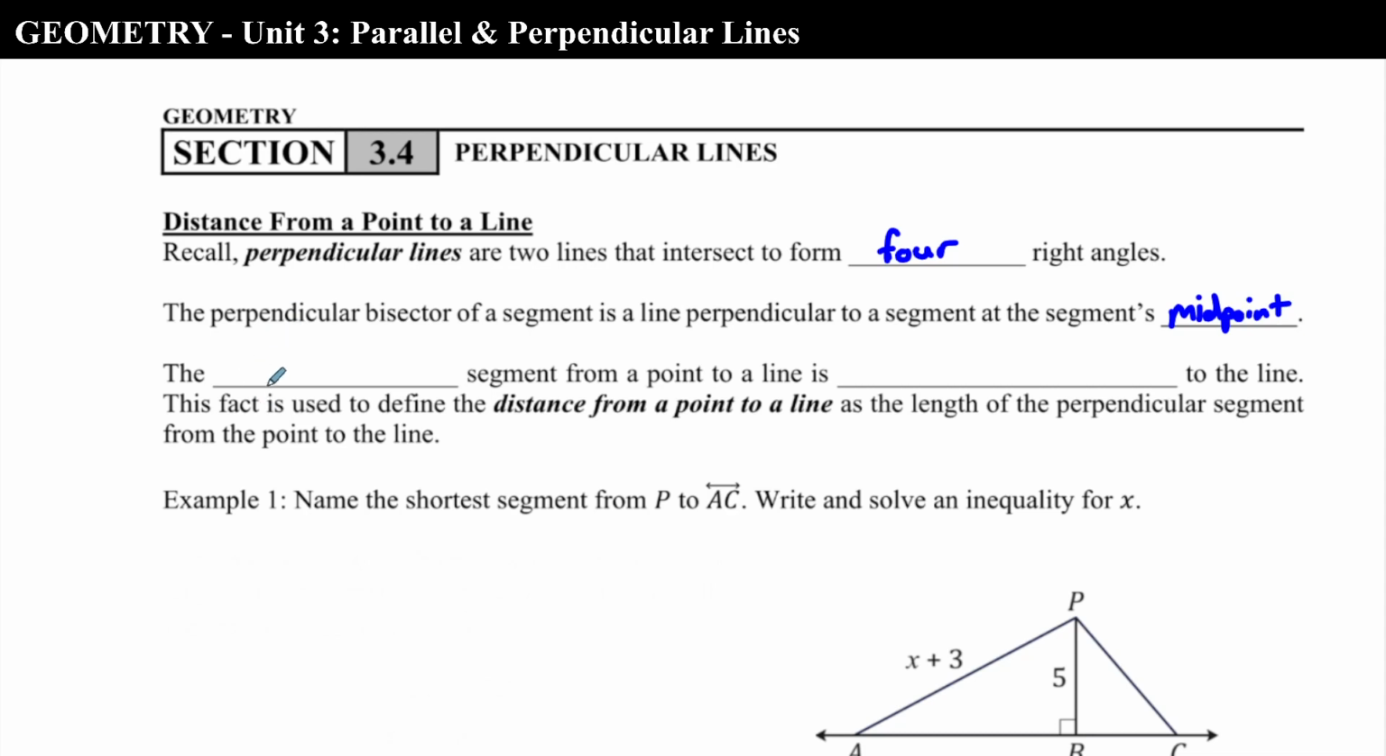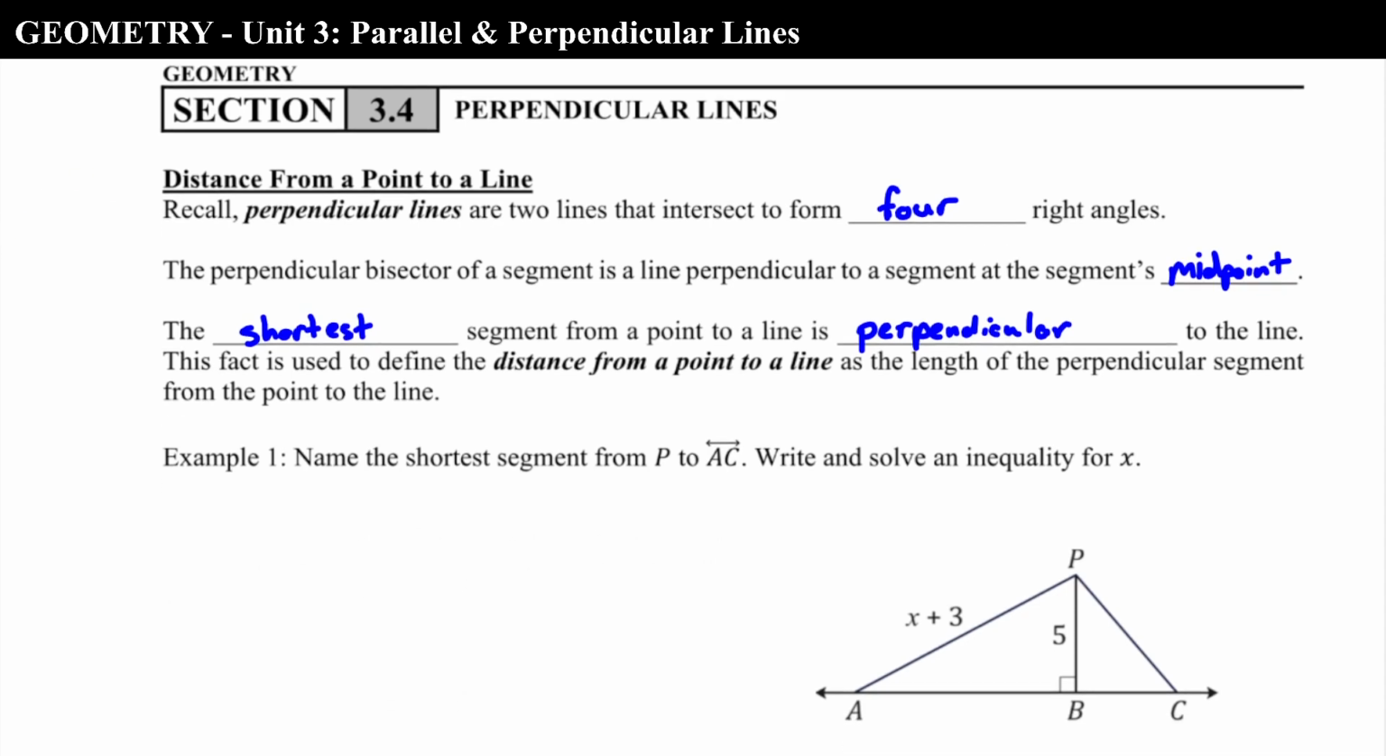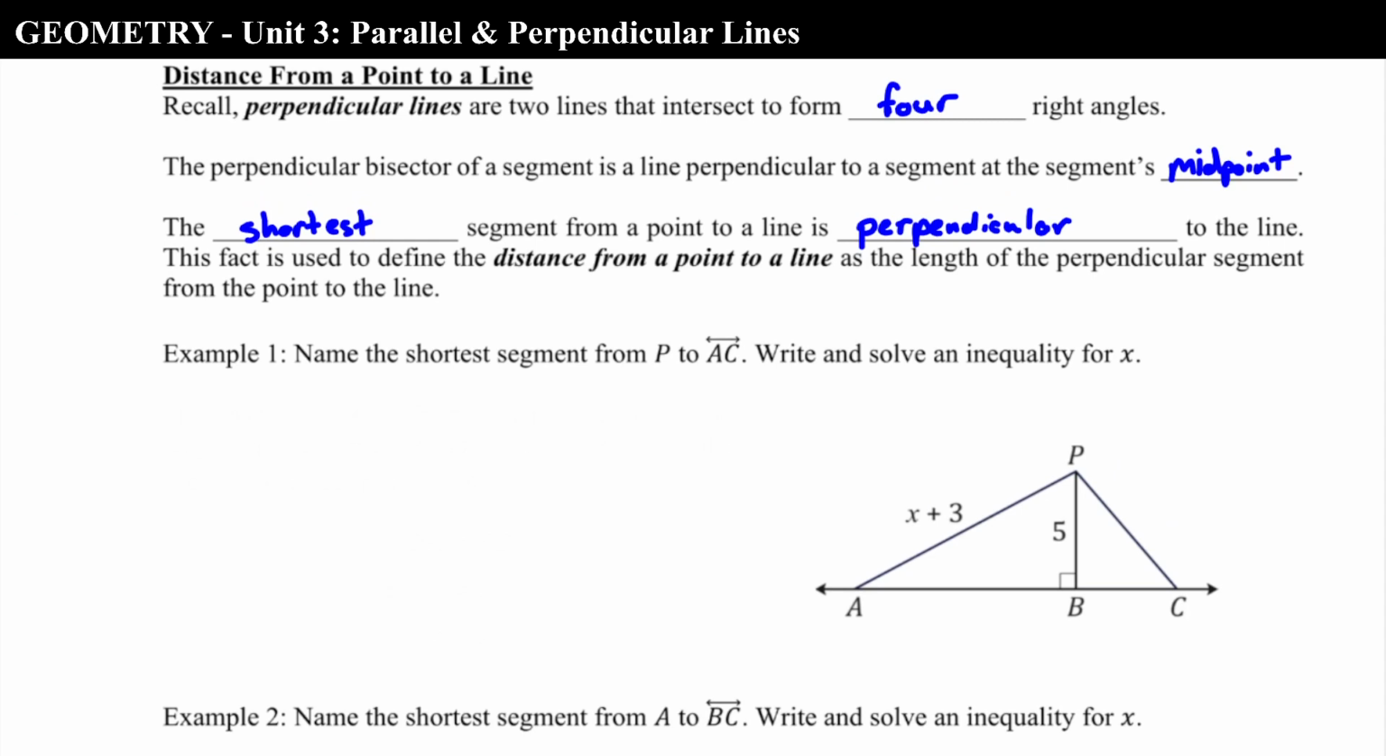Now the shortest segment from a point to a line is perpendicular to the line. This fact is used to define the distance from a point to a line as the length of a perpendicular segment from the point to the line. So for example, we're going to name the shortest segment from point P to line AC. Well, that shortest segment is PB.